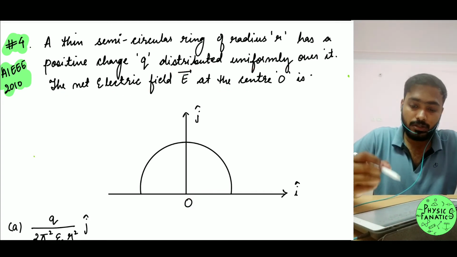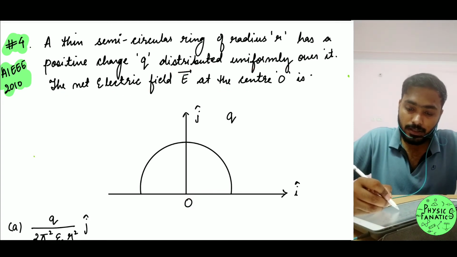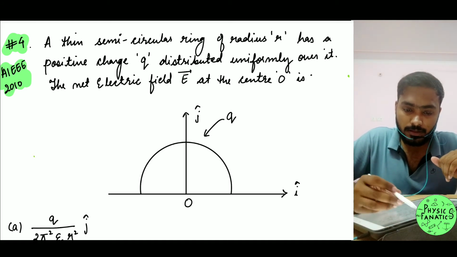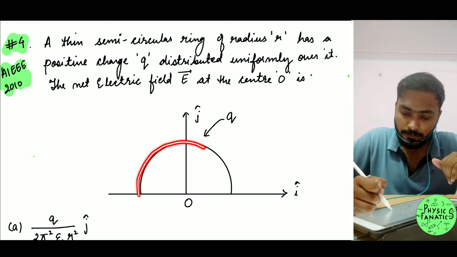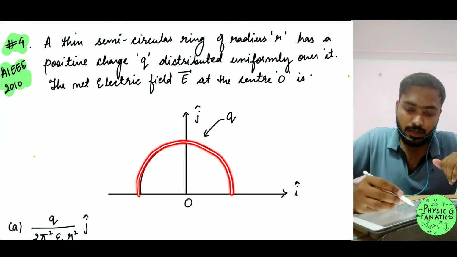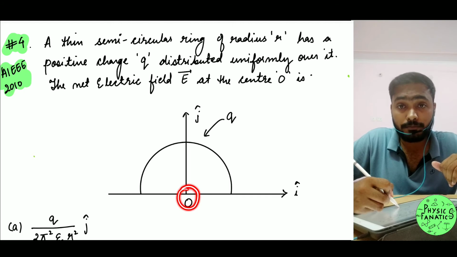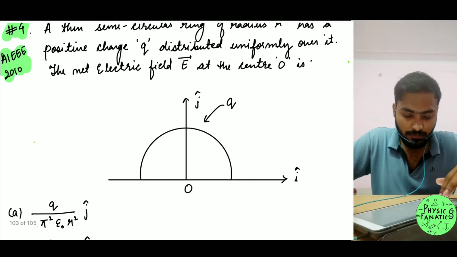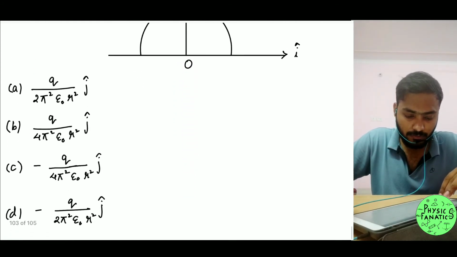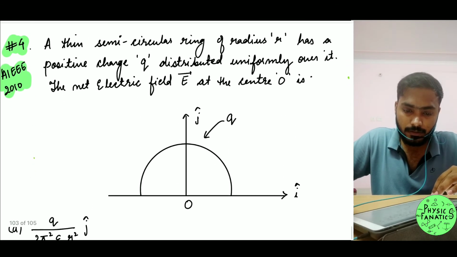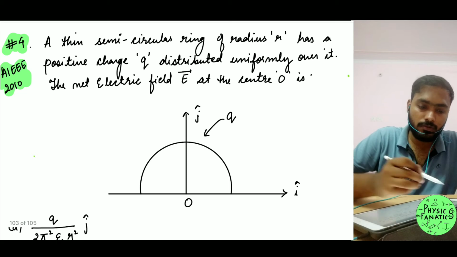According to the question, you have given it a q charge, and this q charge is distributed uniformly over the surface. I'm supposed to find the net electric field E at the center O. And you have given 4 options. Out of 4, you have to find the answer. Okay, so how are we going to do this one?